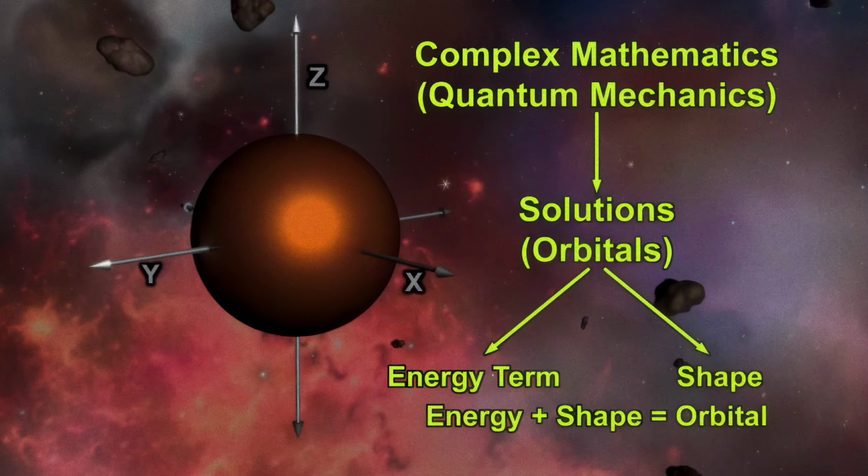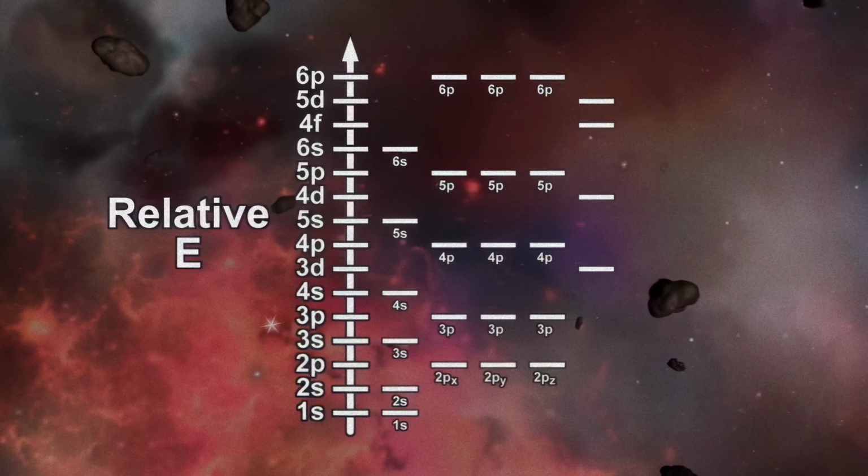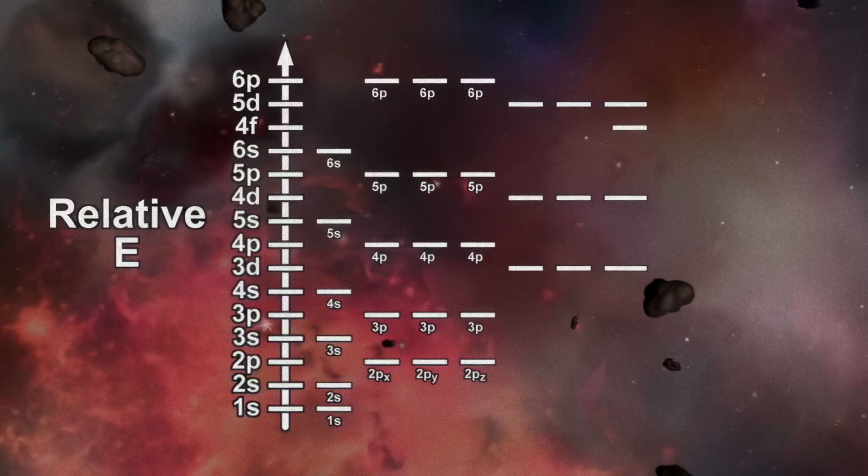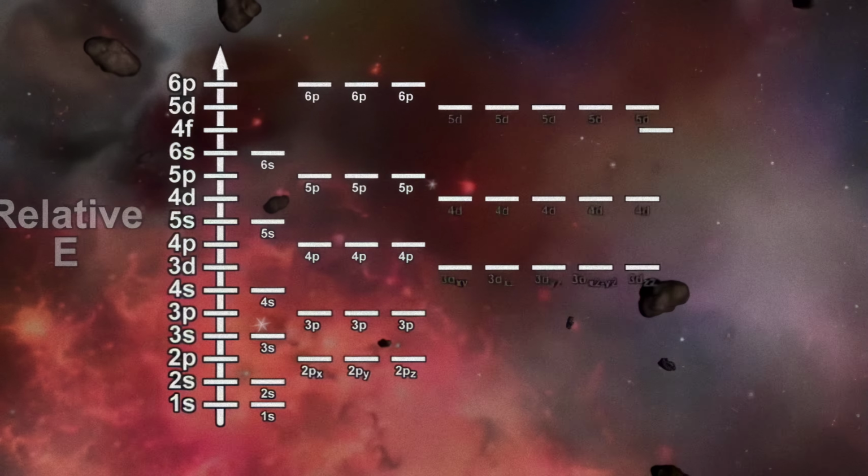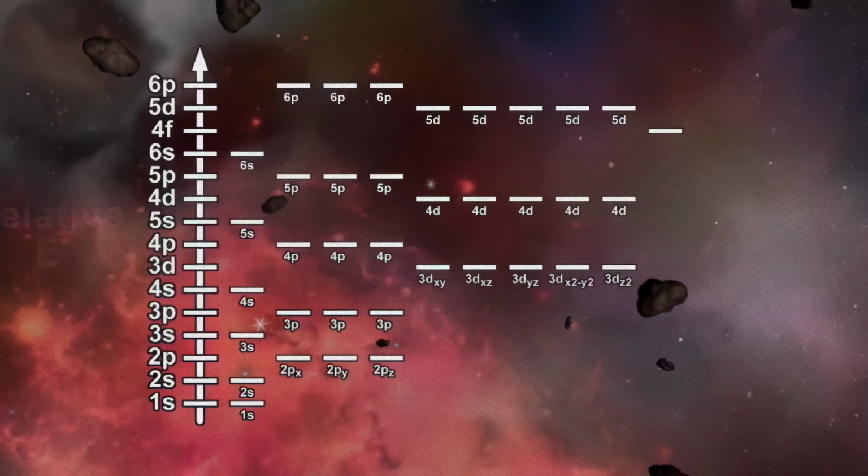There are many different orbitals for the electrons to reside. The successive solutions or orbitals from quantum mechanics increase in relative energy. When we add the shapes to the energy terms, we get the following electron configuration diagram, which shows all the orbitals available for electrons to reside. The orbitals fall into one of four broad categories: s, p, d, and f orbitals.